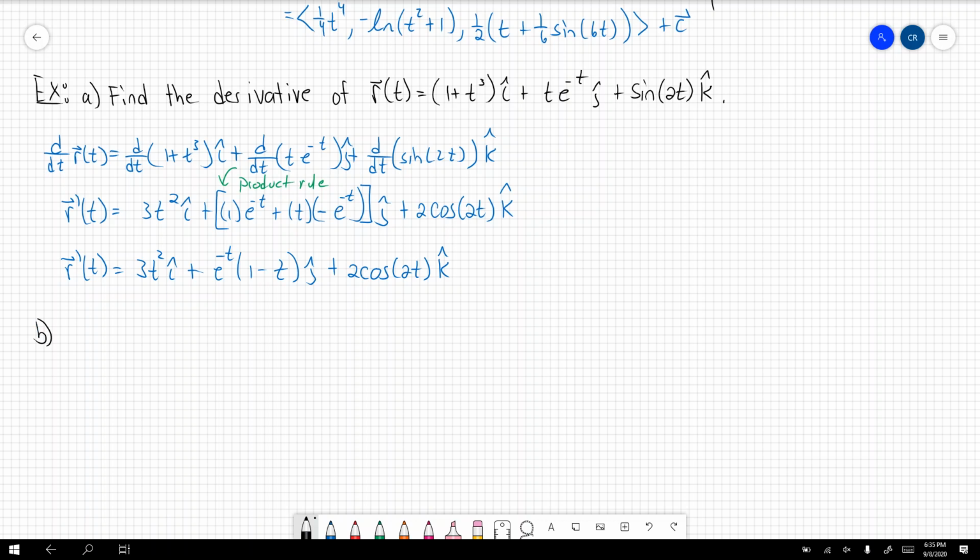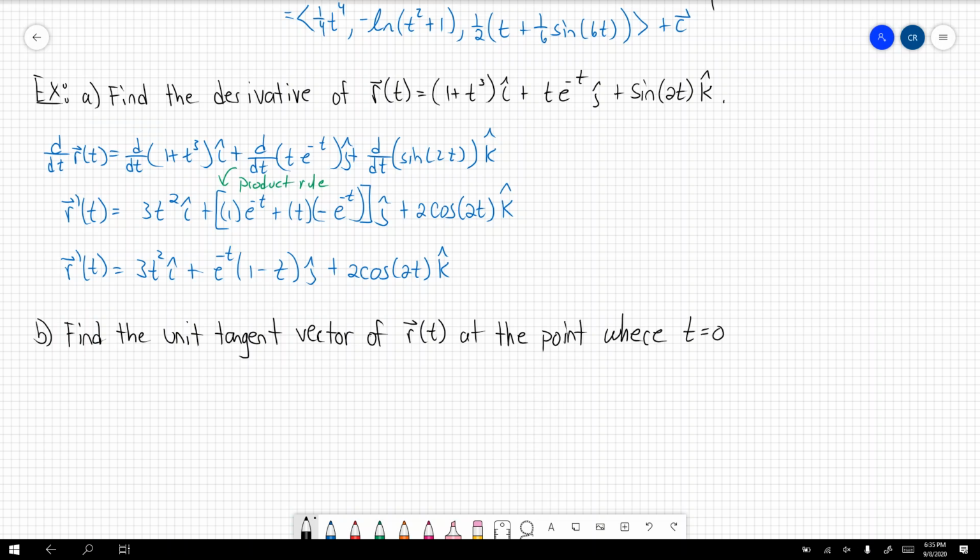Awesome. Now, let's find something more unique. So what if we wanted to find the unit tangent vector of r of t at the point where t is equal to 0. All right, so we have a little bit of work to do here.